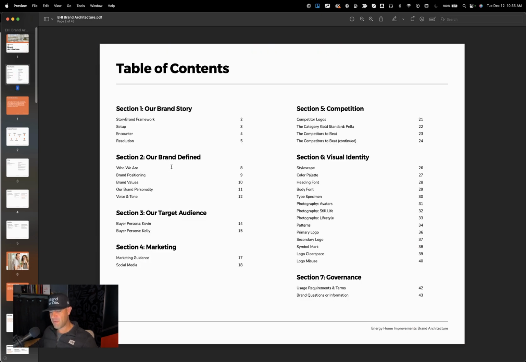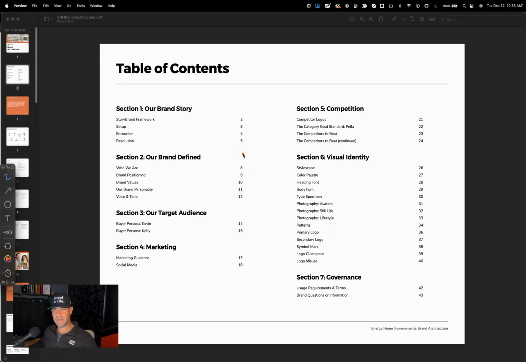Now, every brand architecture I create, although there are similarities, there are also differences depending on the client, their customers, and what they need. And so there can be some pretty dramatic differences in what the brand architecture contains. Now, there are some solid foundational pieces that you're going to find in every brand architecture, but there are variances.